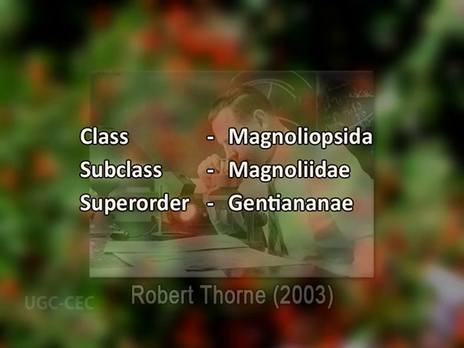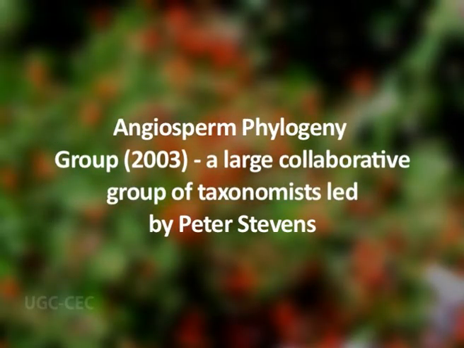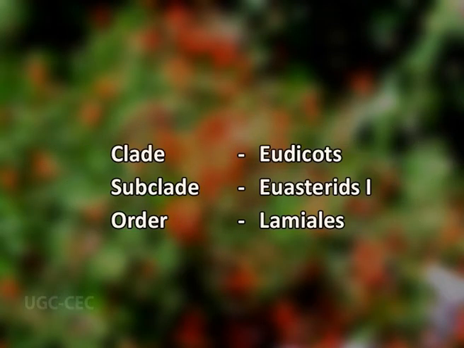superorder Gentiananae, order Scrophulariales. The next classification system is that proposed by the Angiosperm Phylogeny Group in 2003. It's a large collaborative group of taxonomists led by Peter Stevens. It places Acanthaceae in clade Eudicots, subclade Euasterids 1, order Lamiales.